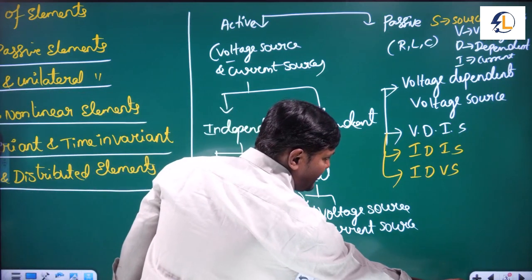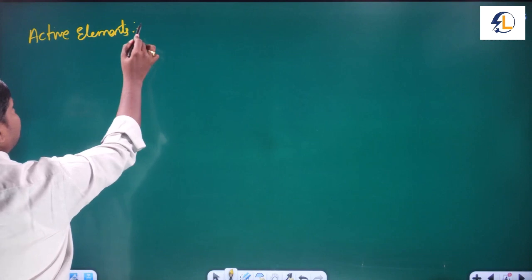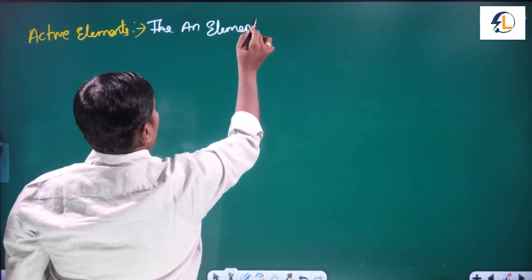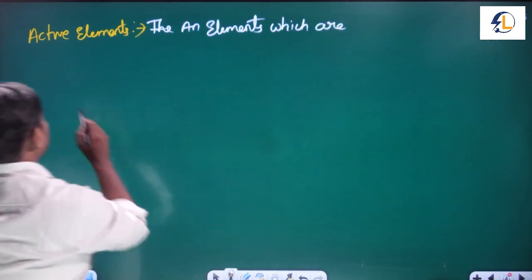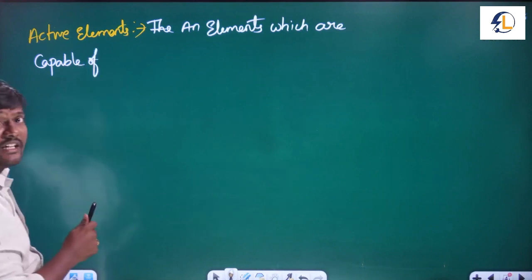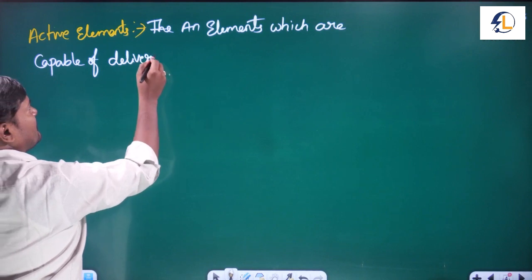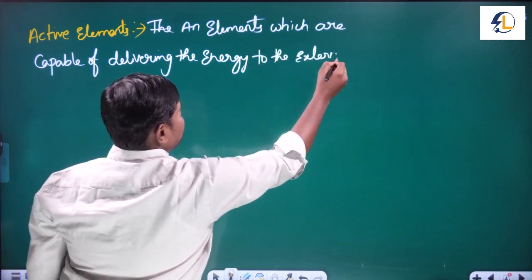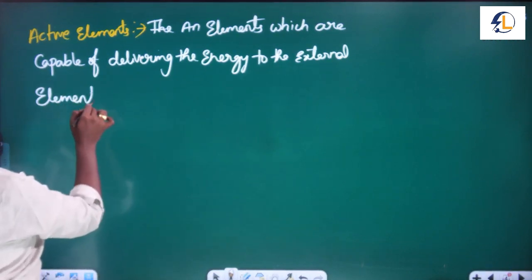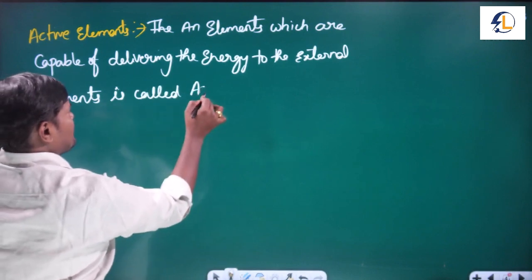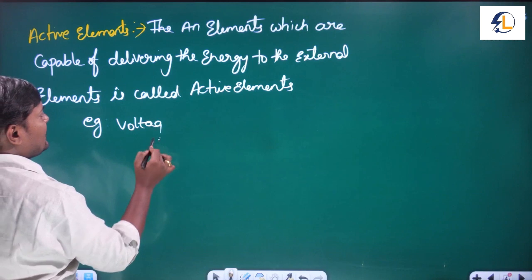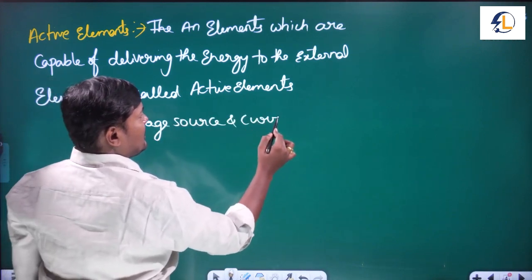And now, what is the definition of active elements? Active elements means elements which are capable of delivering the energy to the external elements, is called active elements. Examples of active elements are voltage source and current source.